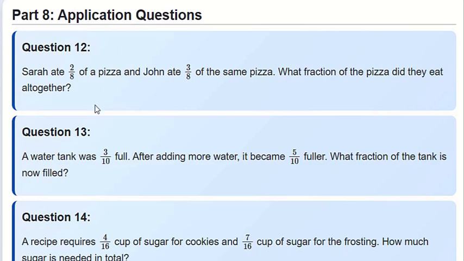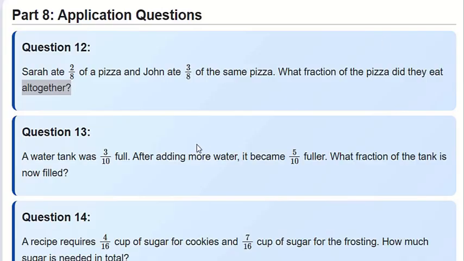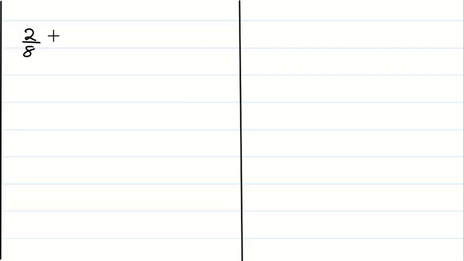For example, in question 12, you are told Sarah ate 2 out of 8 of her pizza and John ate 3 out of 8 of the same pizza. Then you are asked what fraction of the pizza they ate altogether. If you see the word altogether, it means addition. So Sarah ate 2 out of 8 of the pizza, John ate 3 out of 8, and you are asked how much they ate altogether.